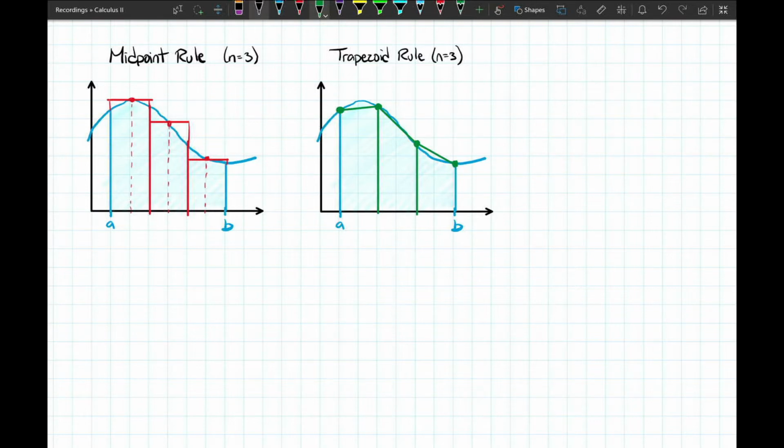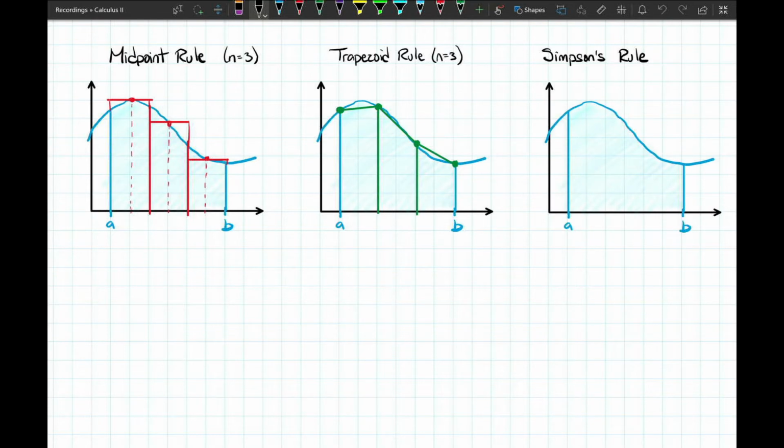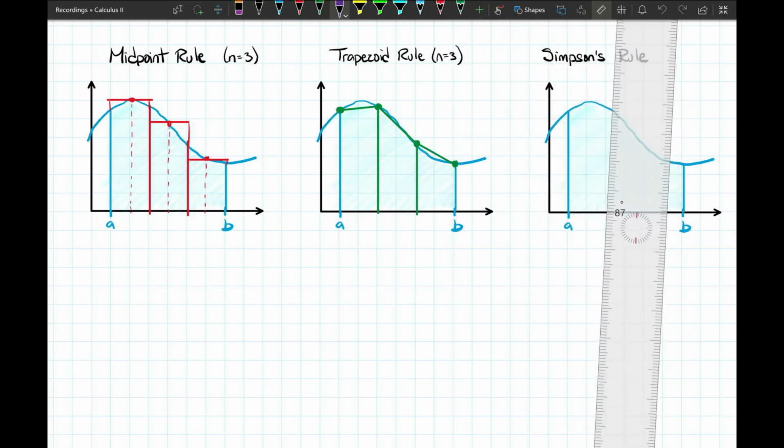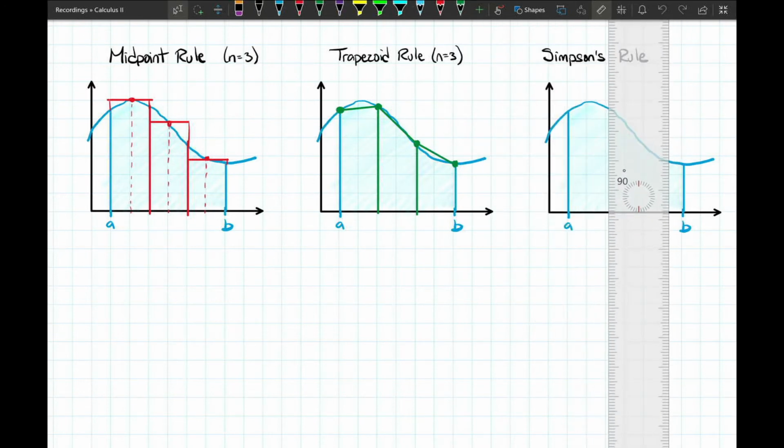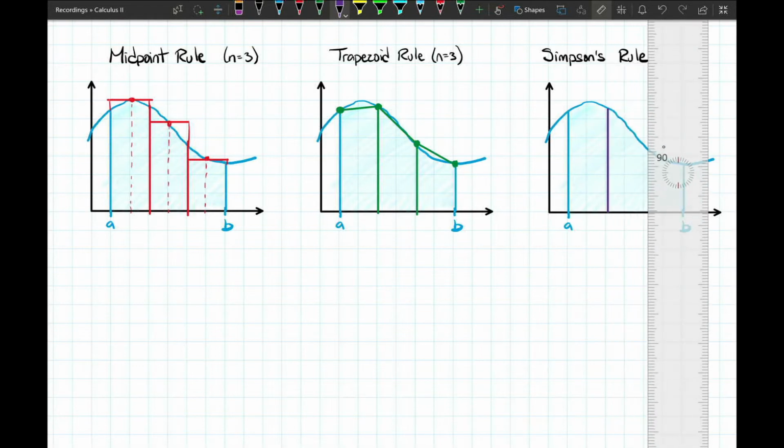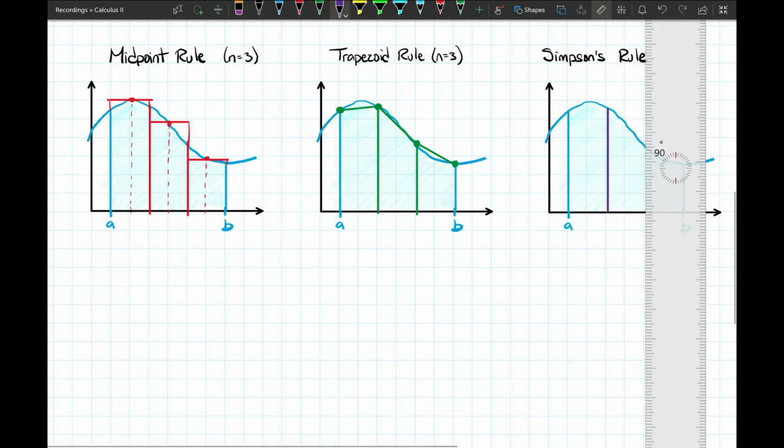Now, because the curve of a function causes more and more error, we have another method called Simpson's method. With Simpson's rule, instead of having rectangles with flat tops or trapezoids with flat line segments, we're going to approximate this curve using small little parabolas. So Simpson's rule is quite different. If we were to start off with only 3 subintervals, we could start more or less the same way here. 3 subintervals would give us our area divided up into 3 equal components.